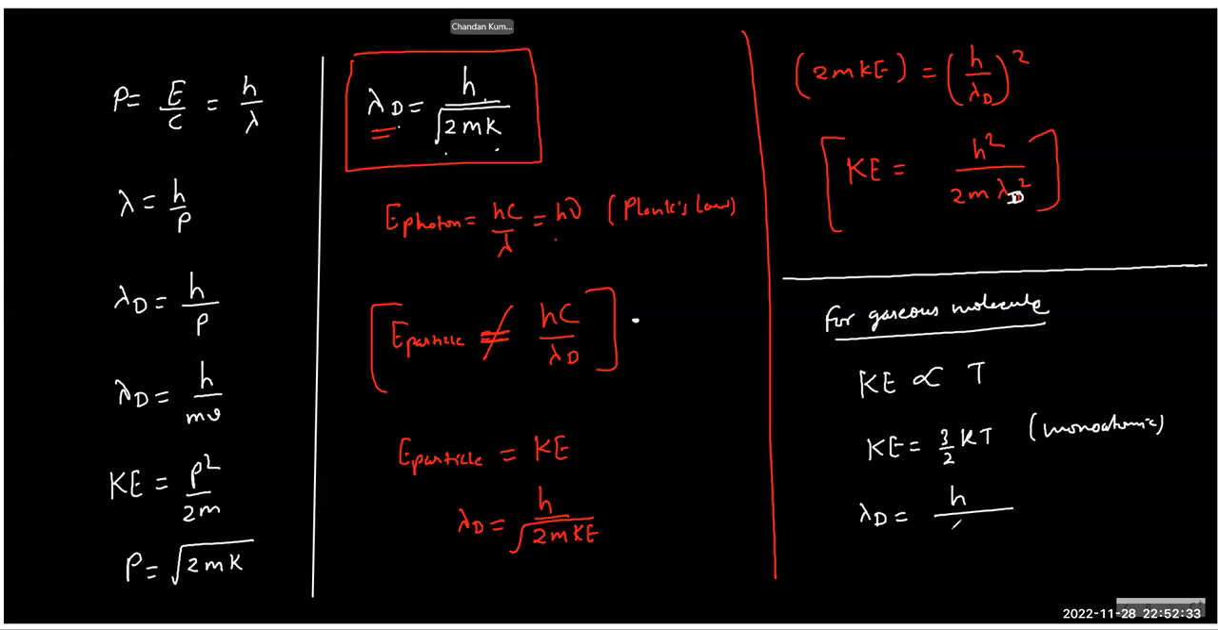h by root 2 times the mass of the gas particle into kinetic energy. And this will become how much? Sometimes you need to express the answer in terms of most probable velocity. So considering the most probable velocity, what will be the de Broglie wavelength? They can ask you anything. They can tell you, okay, considering the RMS velocity, what is the de Broglie wavelength? So the answer will change by 3mkT, 2mkT, or something like that. Understood? So the idea is, given the kinetic energy, we can find the de Broglie wavelength of gaseous atoms as well. We're talking about an individual atom.